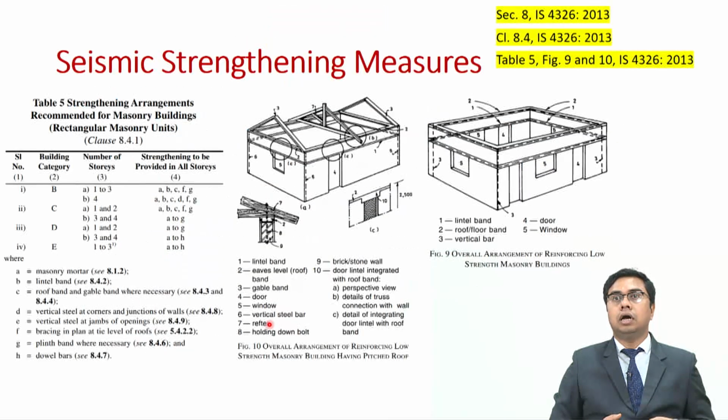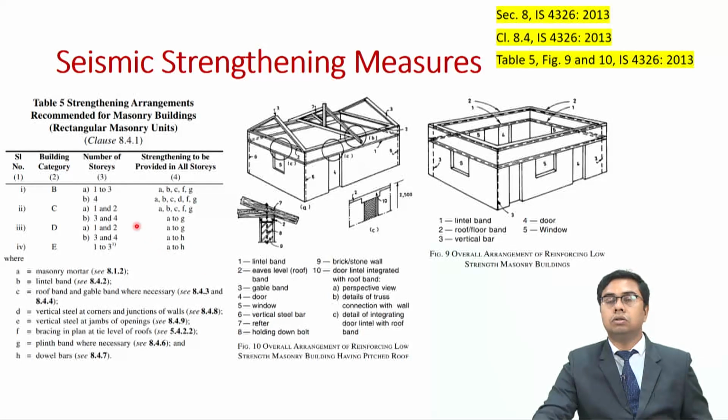Okay. So, there are other seismic strengthening measures which are also given in IS 4326 in form of table 5, figure 9 and figure 10, where figure 9 gives you the seismic strengthening measures for flat roof building and figure 10 gives it for pitched roof building, and table 5 gives you the strengthening measures which you need to incorporate for given building category and number of stories. Now, I suggest you have the code IS 4326 ready with you so that you can look into these.